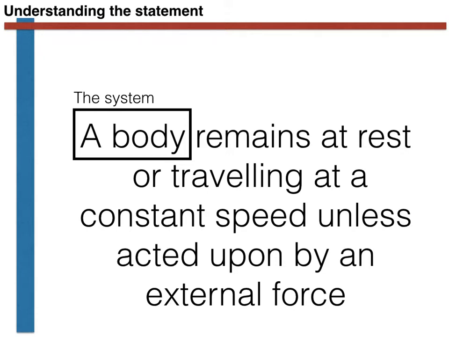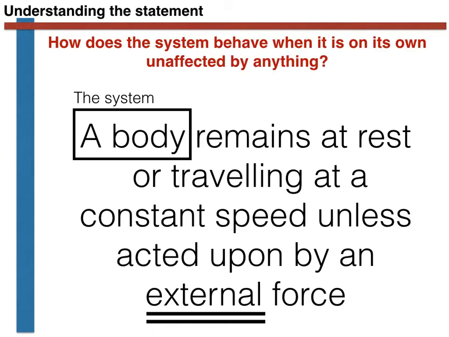The next key word in this statement is the word external, and in particular the concept of an external force. Newton uses the word external force to refer to pushes and pulls on the system, in this case a body, that are applied by something that is external to it. That is to say, these pushes and pulls are not being applied by the body. Given this, the rest of Newton's first law can be seen as an answer to the following question. How does the system behave when it is on its own, unaffected by anything?